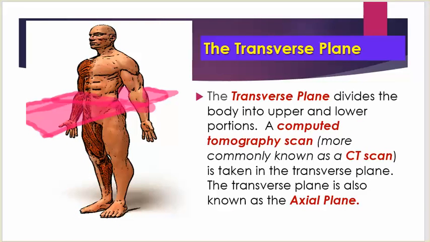The transverse plane divides the body into upper and lower portions. A computed tomography scan, more commonly known as a CT scan, is taken in the transverse plane. The transverse plane is also known as the axial plane.